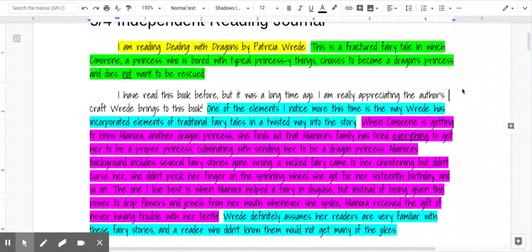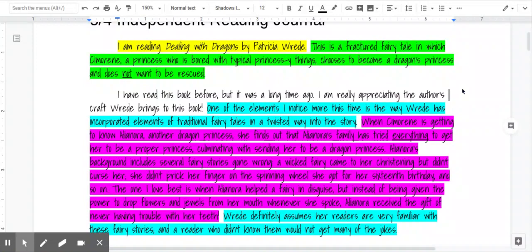So those four things need to be in every reading journal, no matter whether you're doing it as part of a wonder story or you're doing it as part of the research strand. Please talk to me about your thinking about the book.